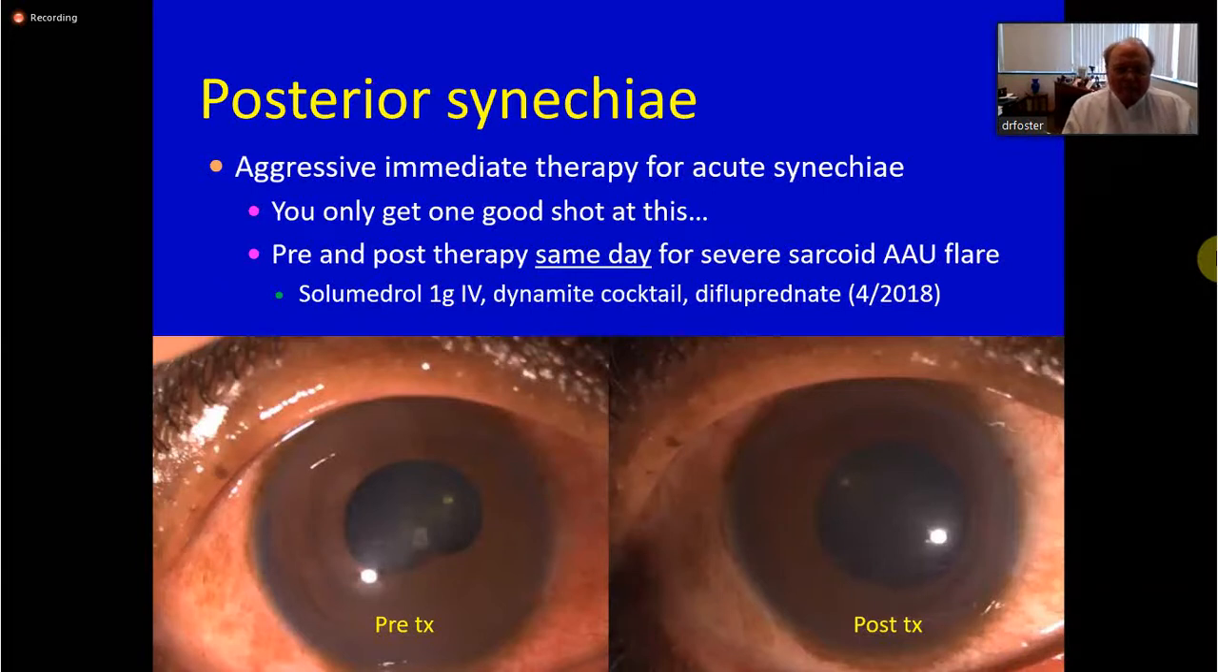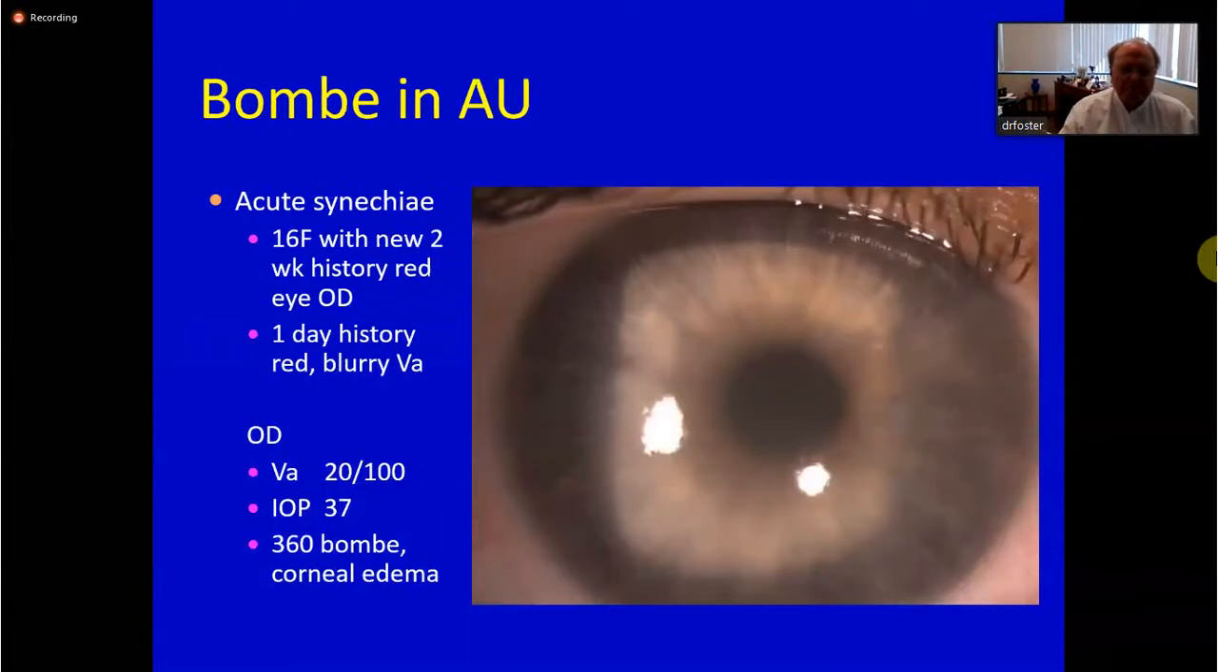Aggressive immediate therapy is crucial for these patients who are starting to form synechiae. You're going to have one shot at it. So be aggressive with the steroids and with the dynamite cocktail, potent topical steroid, potent intravenous steroids. Be very aggressive with the therapy on these patients the first time you see them. You're only going to have one shot at this, so be very aggressive the first time you see them.